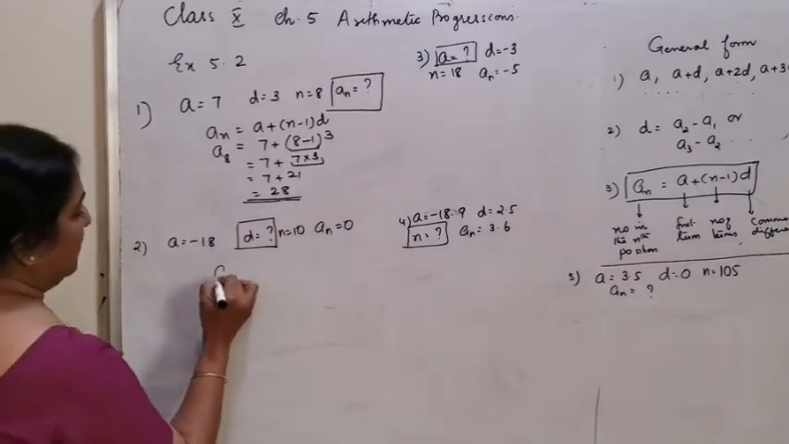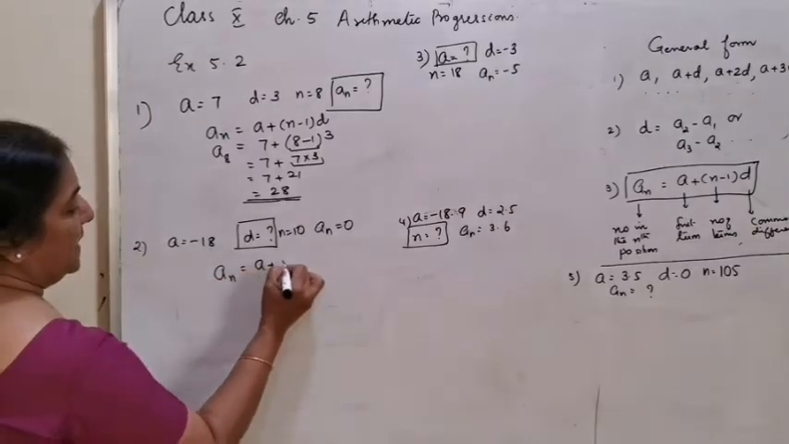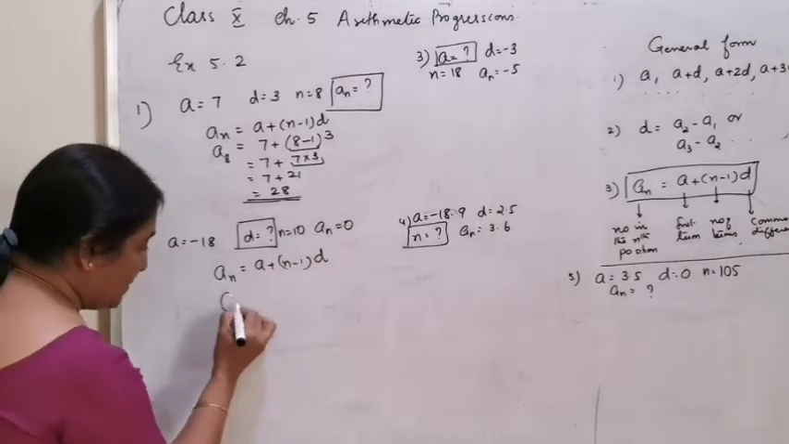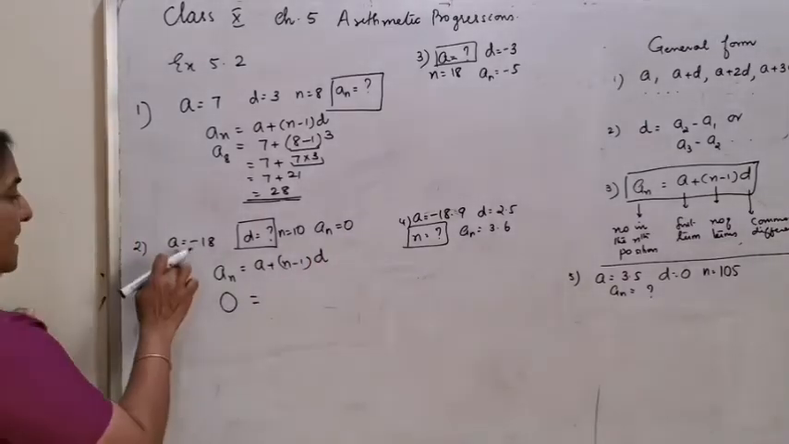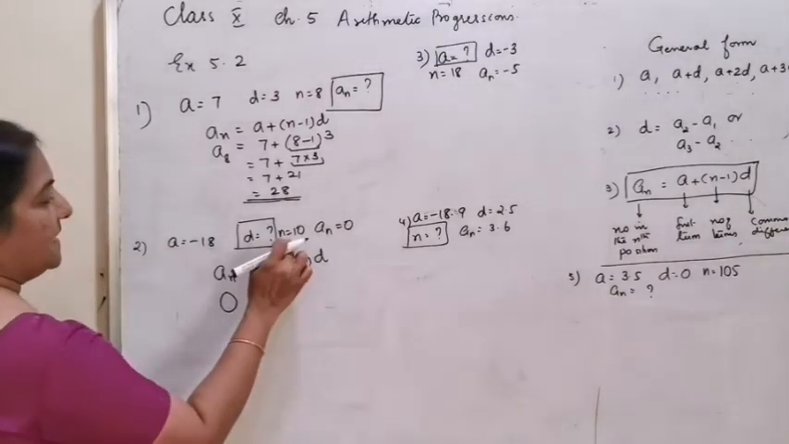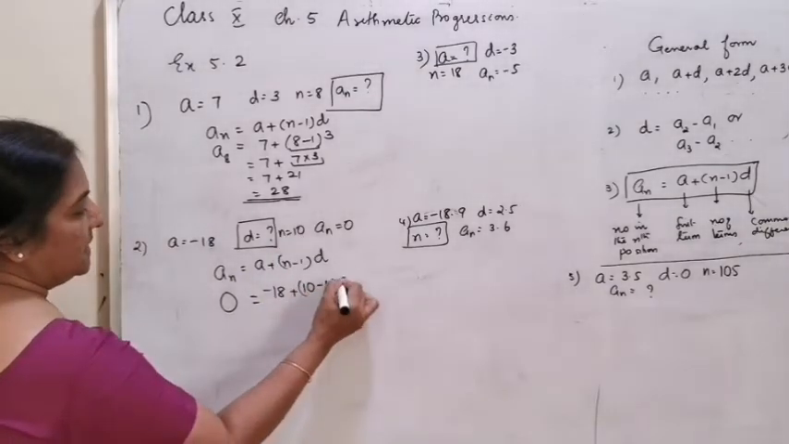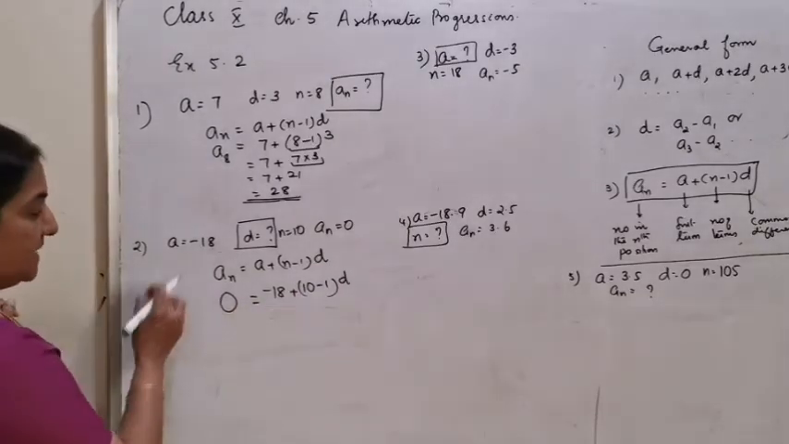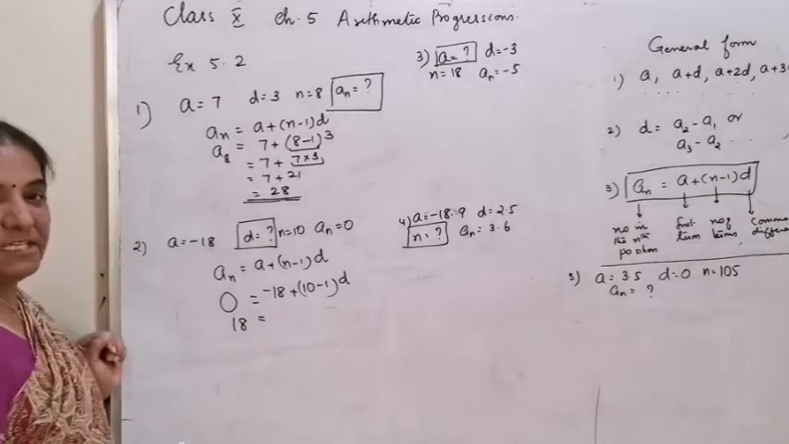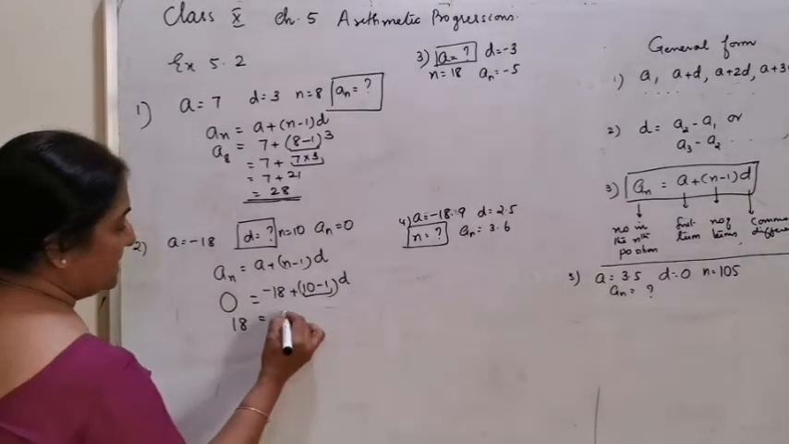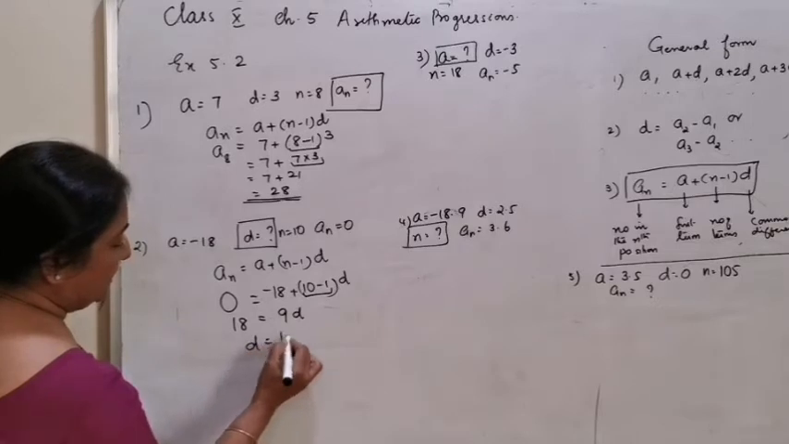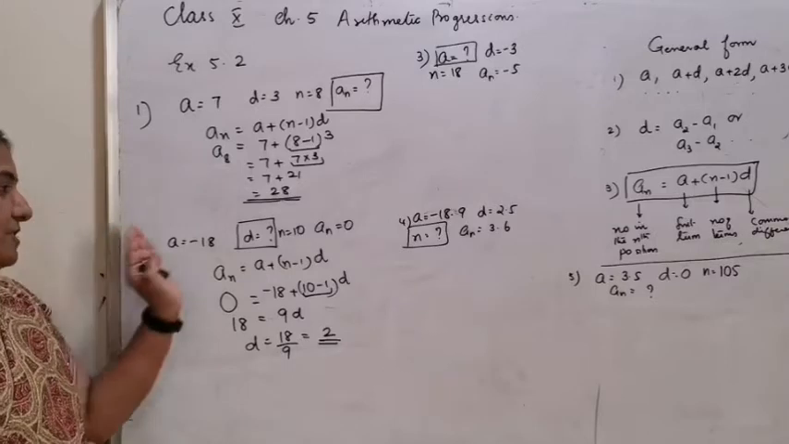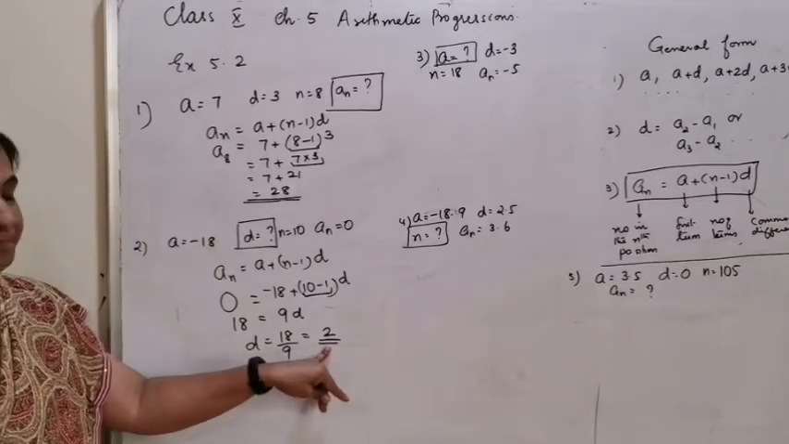Second one, the formula is an is equal to a plus n minus 1 into d. It is given that an is 0. 0 is equal to a is minus 18 plus n is 10 minus 1. d has to be found out. So what is the next step? This minus 18 can be transposed to the other side as 18 is equal to 10 minus 1 is 9d, or the difference is equal to 18 by 9, which is equal to 2. That is, the common difference of this AP is 2.